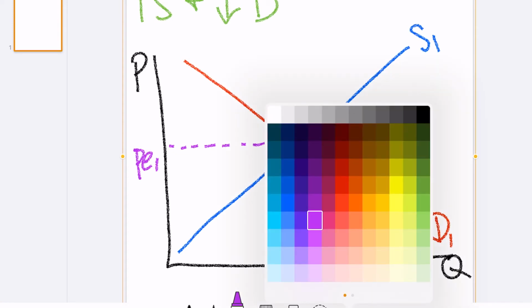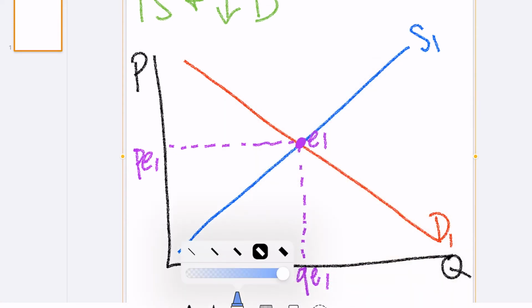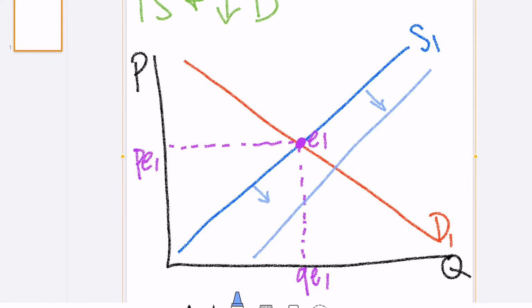So the first thing I'm going to do is increase supply. And so just as we've always discussed, an increase is always a shift to the right, no matter which one you're doing. So I'm going to draw my arrows to the right of S1, label it S2, and now I'm going to do a decrease in demand.